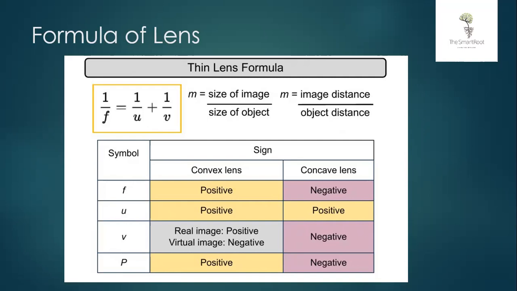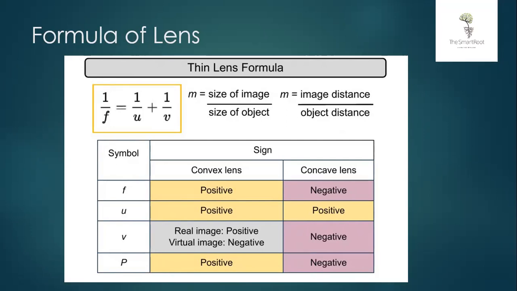So 1 by f is equal to 1 by u plus 1 by v, right? Here u is the object distance, v is the image distance. Correct. So for a convex lens, focus, object distance and the principal axis is always positive. For a concave lens, focus and image distance, and principal axis is always negative. Okay, everybody is clear with this particular part?